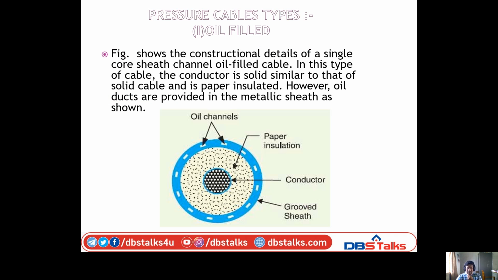Look at the figure. The figure shows the constructional details of a single core sheath channel oil filled cable. These are the small ducts or channels filled with oil because of circulation of oil. This is the paper insulation, conductor, and it is a grooved sheath. In this type of cable, the conductor is solid, similar to that of a solid cable, with impregnated paper insulation. However, oil ducts are provided in the metallic sheath, as shown in the figure.